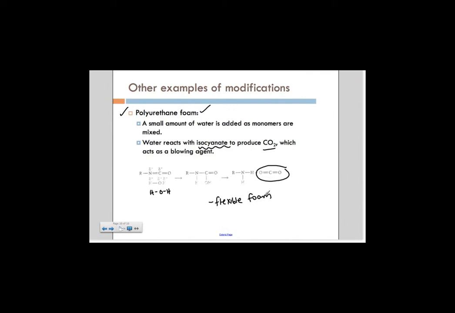This is used in spray insulation in houses. It's usually made on site and formed to the shape that you need. Okay, so that is our discussion of examples and modifications. Like I said before, you don't necessarily need to know these in detail, but we're going to come back to a lot of these polymers later in this unit.